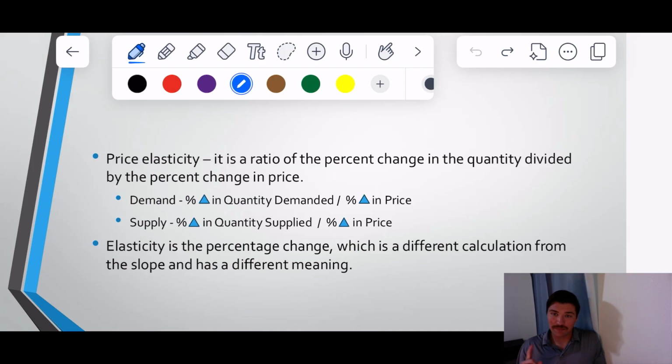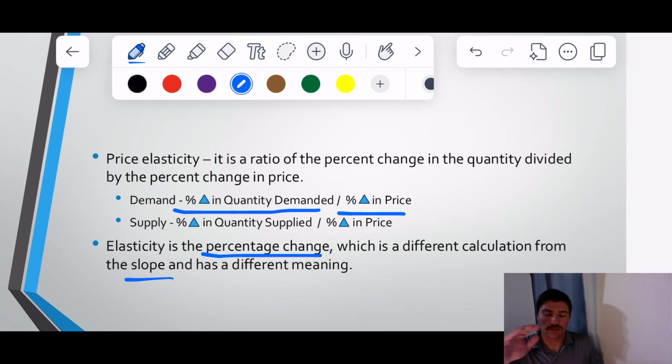It is the same idea with elasticity where we're looking at the price elasticity of supply, and I'll get into what that's about later. But elasticity is the percent change. This is different from the slope calculation. With slope, you're dealing with new minus old divided by new minus old, so the change in the y's divided by the change in x's, if you're familiar with slope. But this is going to be different. This is the percent change.